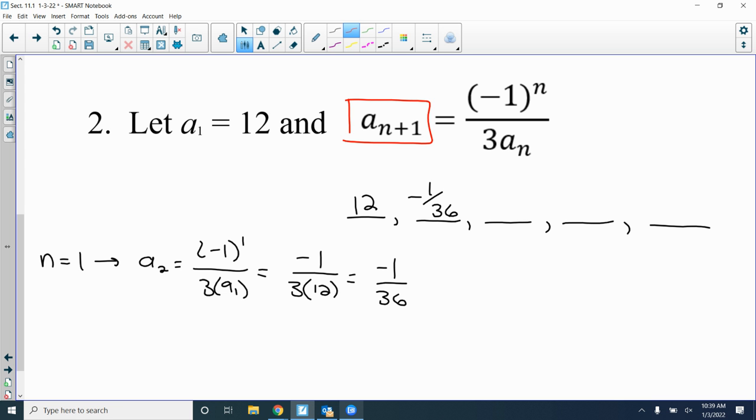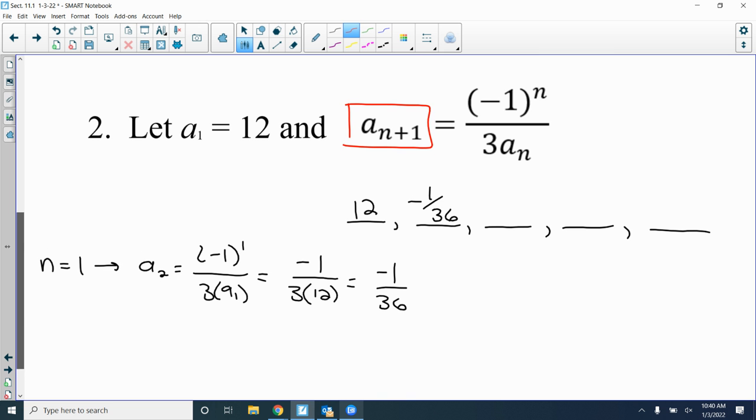To make this a 2, we want that to be the second term, right? So that n value has to be a 1. So I've got to use the first term to find the second term, but actually n is 1. That probably didn't make any sense. It's hard to explain.